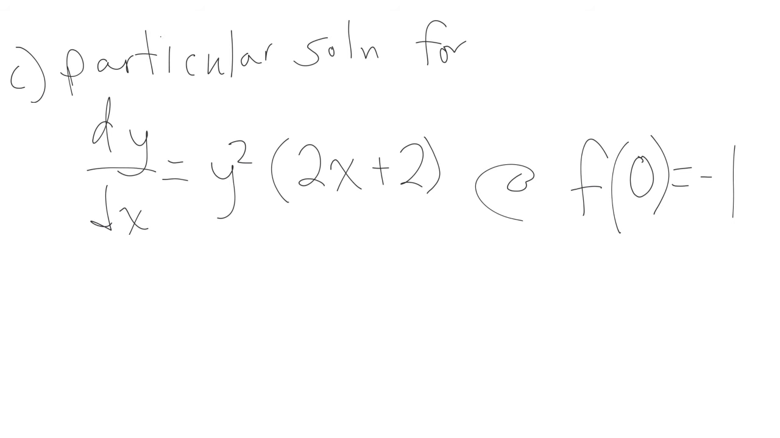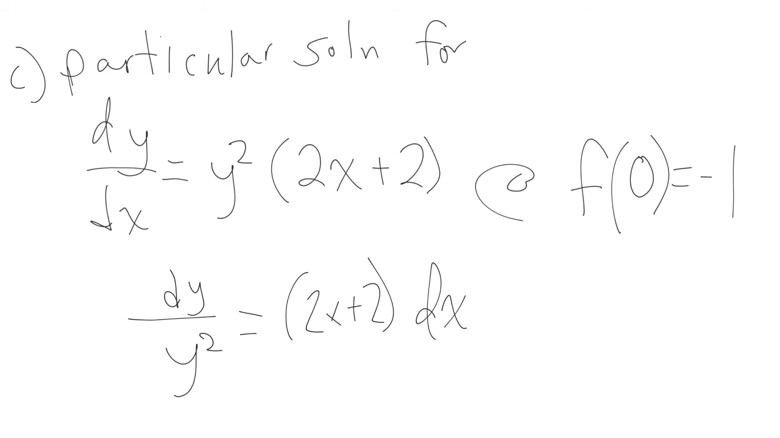Now, for part C, we're looking for a particular solution. These are all of our points here. When we're looking for the particular solution, we have 5 points for this part of the problem because we've only used up 4 of the 9 points so far. So the first thing we need to do is separate variables. So we should end up with dy over y squared equals 2x plus 2. I'm keeping the parentheses so I know that that dx refers to both of them.